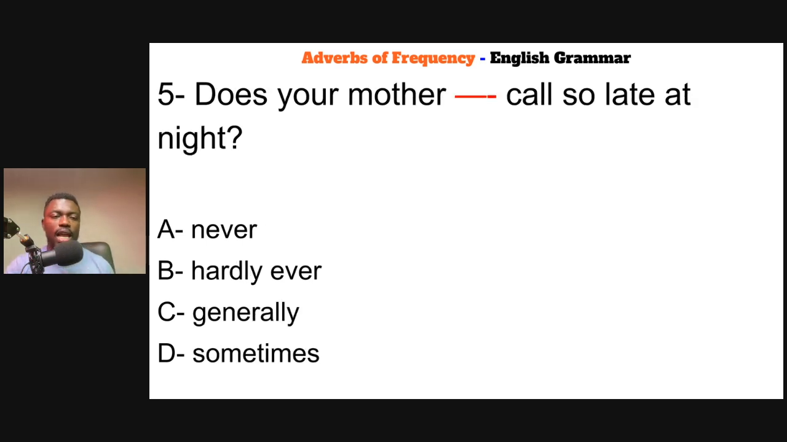Last one, number five. Does your mother blank call so late at night? Est-ce que maman blank relay ta comme ça le soir? Okay, so let me know in the comments which one is the answer. Which one should I add in the blank space? Is it A, never? Is it B, hardly ever? Is it C, generally? Is it D, sometimes? Which one should I add?